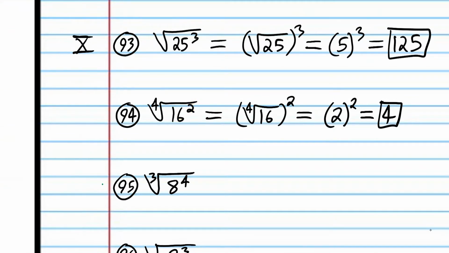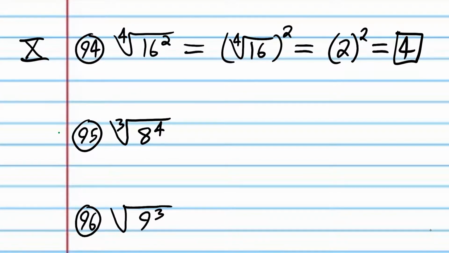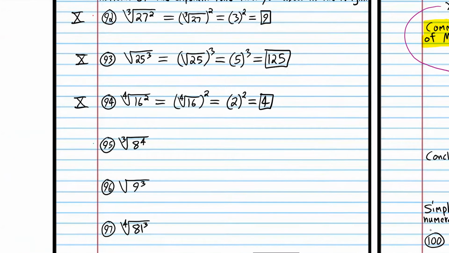So you might see some of these problems, and you'll get to this point and you'll just think, man, I don't want to do that. Well, you don't have to, because you can just put that square on the outside. So I'm going to leave the first 3 problems we did there in the window, and I want you to try 95, and when you come back, we'll do it together.